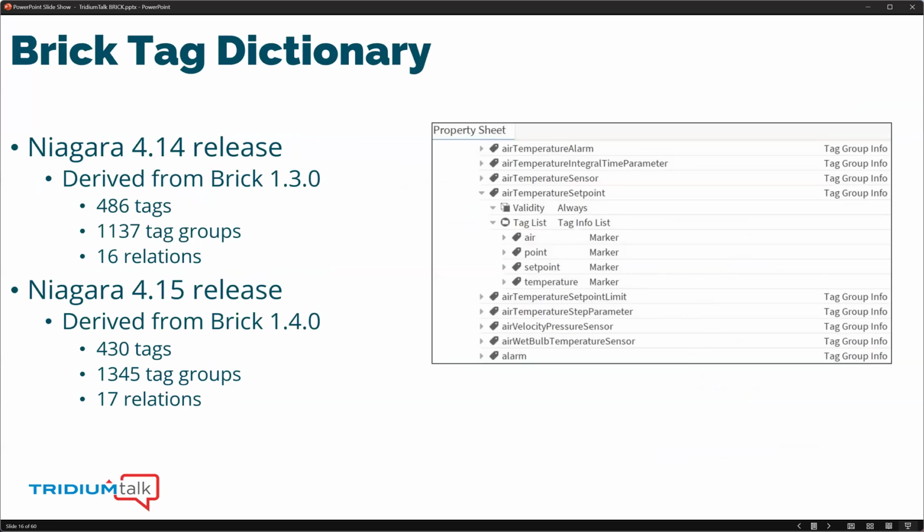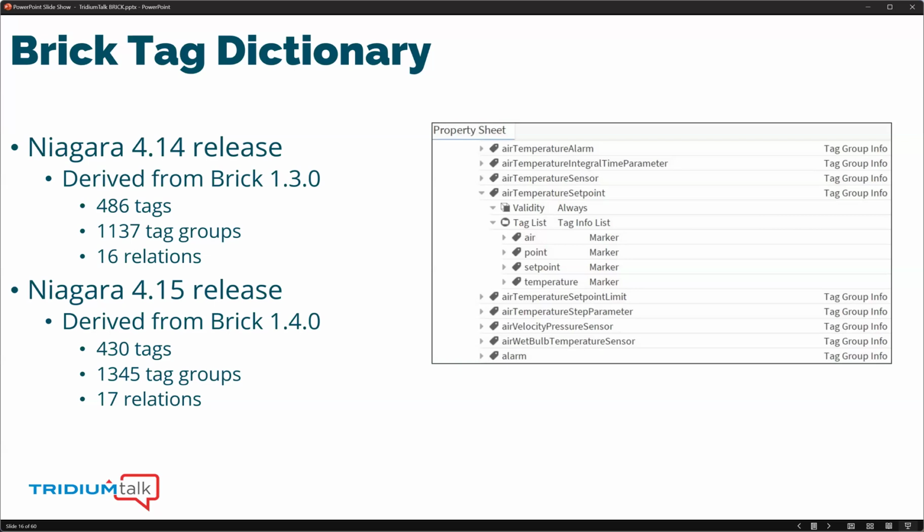So in 4.14, we are supporting, or we've derived from, the 1.3 standard. There are about 486 tags, 1,137 groups and 16 relations. And I'll show you these relations, because these relations you have to kind of think through and understand them. And then in 4.15, we're moving up to the next rev, 1.4. This is an ever-evolving process. So as we learn more about Brick and we add functionality, we'll add those to our tag dictionary.